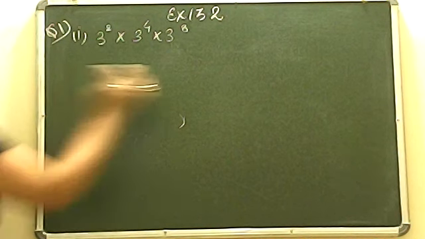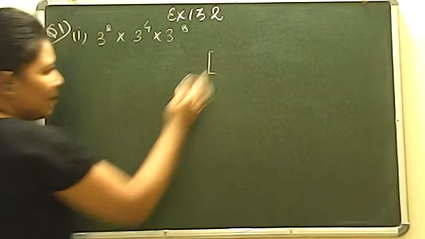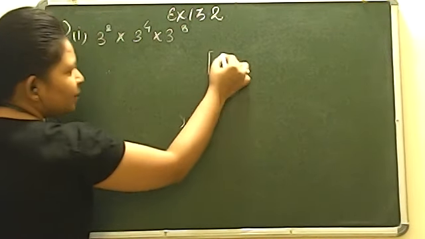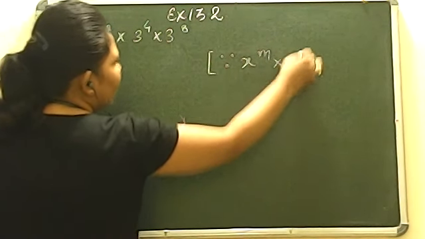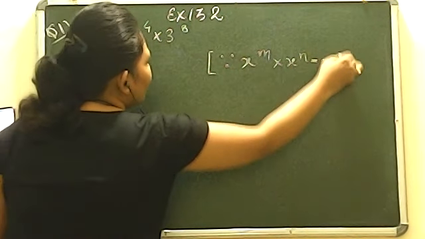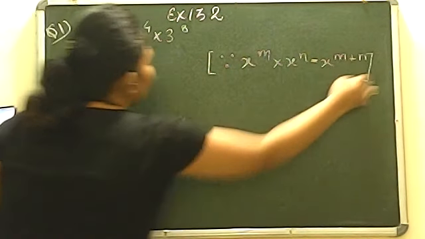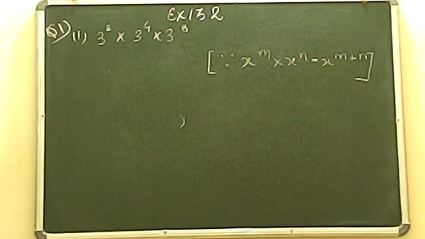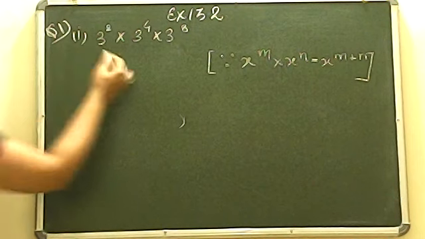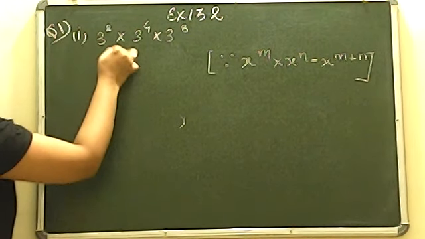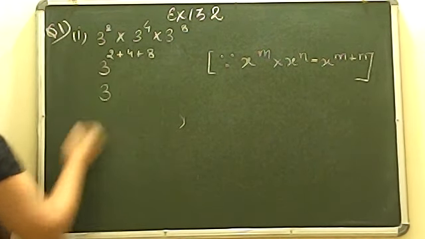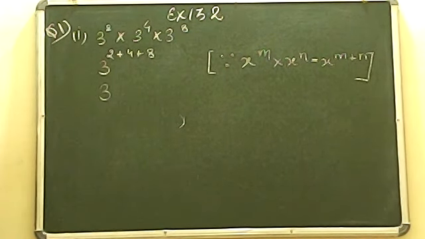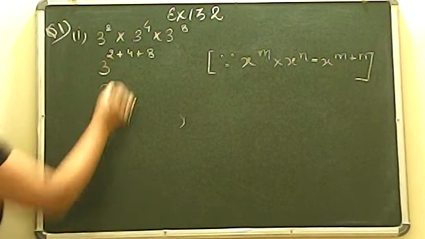Okay. So it means you will write it down here beside, in the form of a bracket: x to the power m multiplied by x to the power n is equal to x to the power m plus n. This law you have to mention in the question where you are solving it. Now you can write down the direct answer of it: 2 plus 4 plus 8. Now can you all tell me what will you get? 3 to the power of 14.